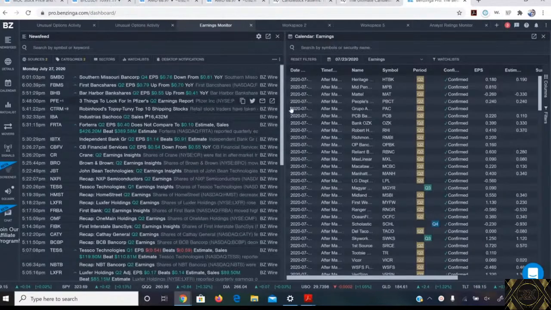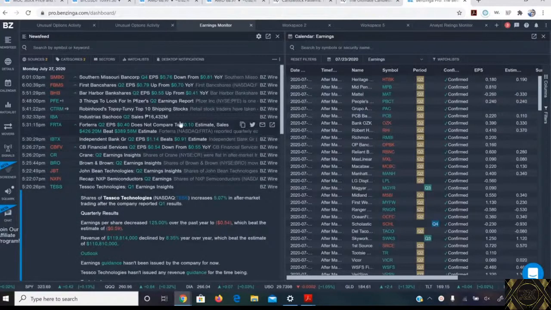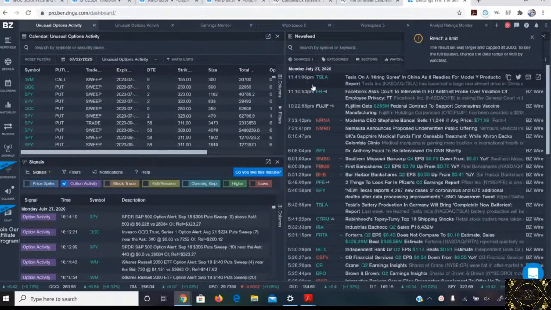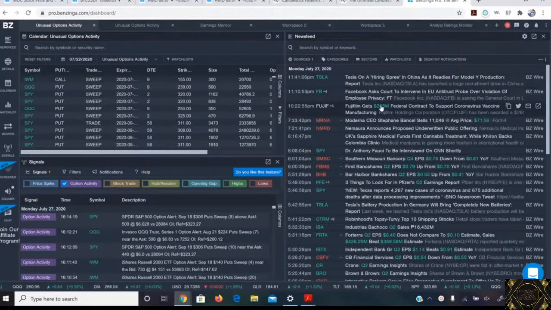Obviously, you have things like earnings monitors, so you can see basically what stocks have earnings coming up. One of the greatest things about Benzinga Pro is its news. You can see the news coming in as soon as it comes in. So you can see Fujifilm gets a 265 million federal contract to support coronavirus vaccine manufacturing. This is amazing right here.